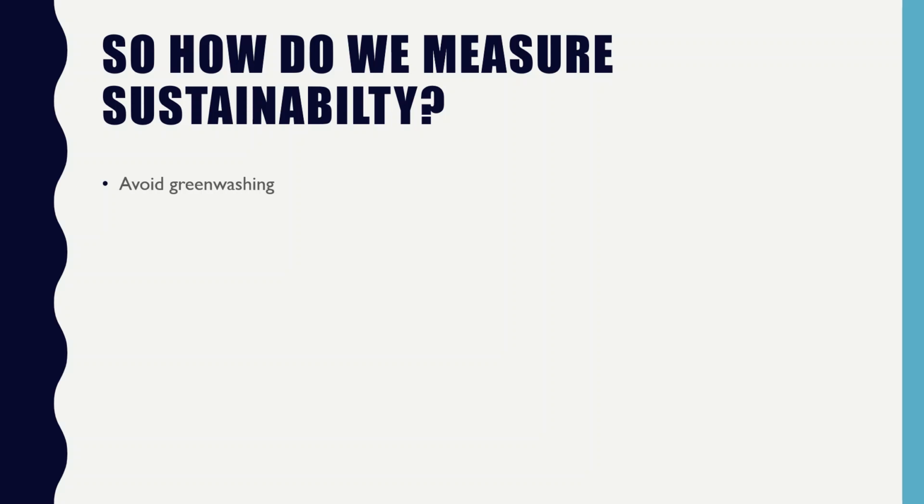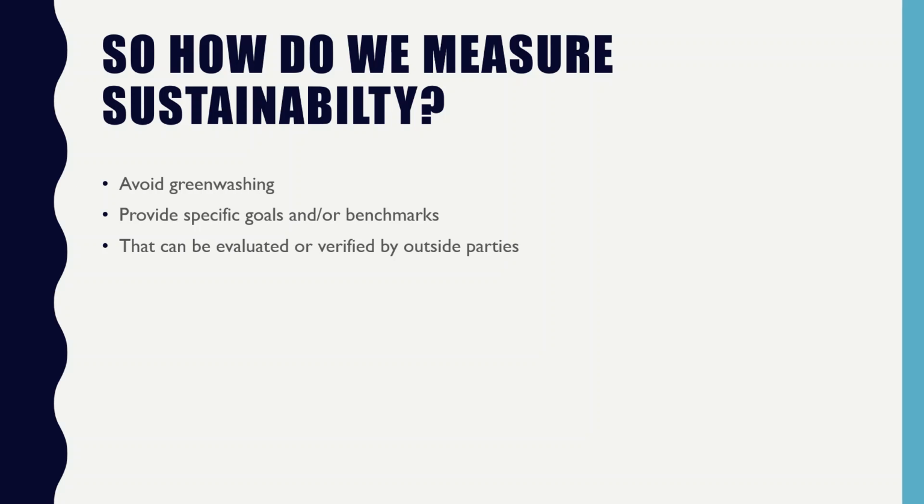I gave Rubio's as an example a while back, and I'm not saying that their shrimp is or is not sustainable, but we don't really know what that means. Is that environmental sustainability, economic sustainability, social sustainability? We see things that are marketed as sustainably produced all the time. And so we want to provide specific goals and or benchmarks with which to understand why or how something is sustainable, that can be evaluated or verified by outside parties.